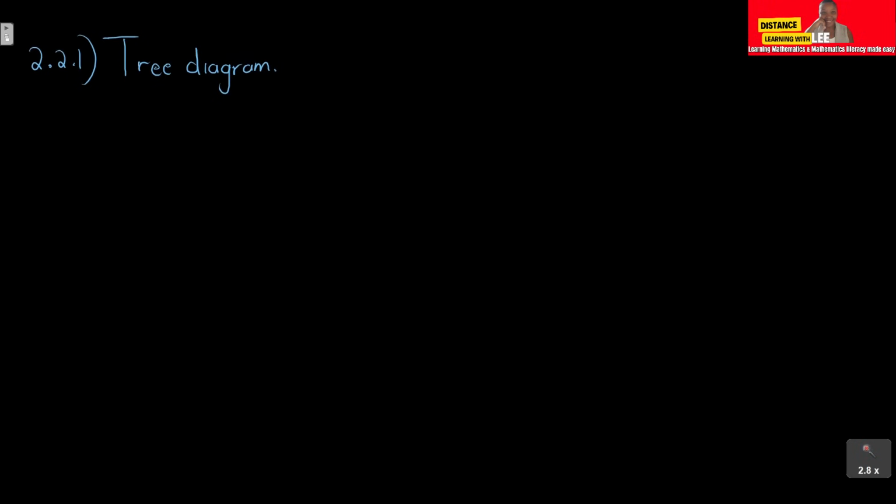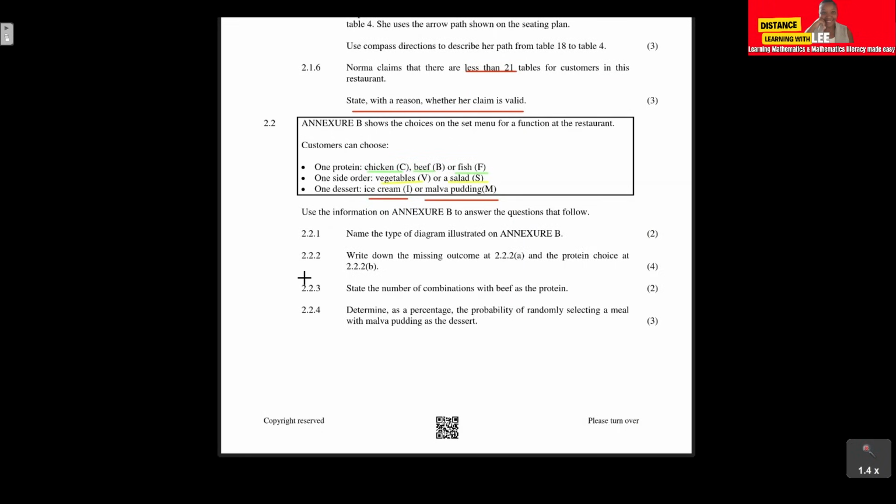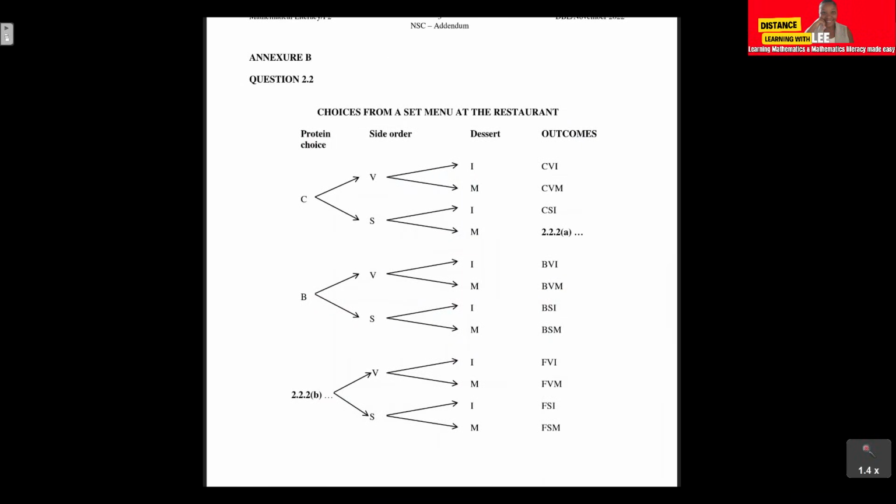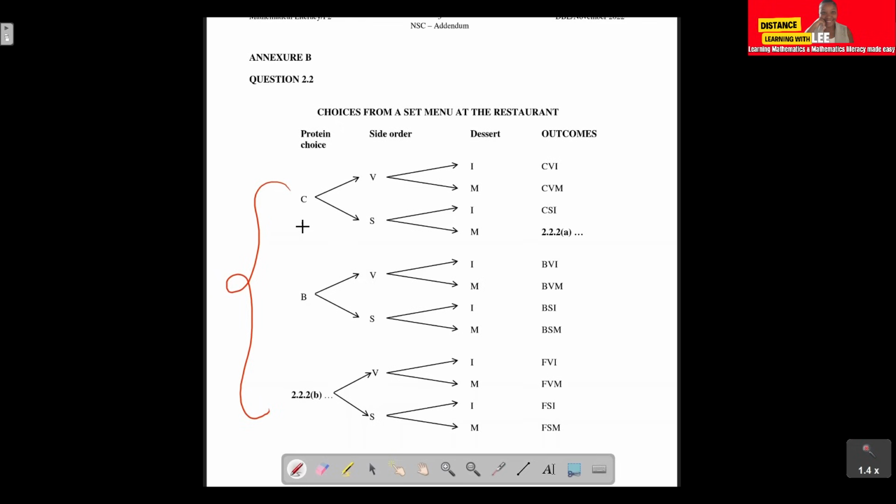All right, let's have a look at question 2.2.2. It says write down the missing outcome at 2.2.2A and the protein choice at 2.2.2B. So what is the missing outcome? It's very important that you are aware of how you're supposed to analyze this tree diagram and how these branches are branching out. We've got here the three choices of proteins. Remember, it's chicken, it's beef. What is the last one here that we're told about? It's fish. So we already know that for question 2.2.2B, that is the missing value there. It's supposed to be fish.